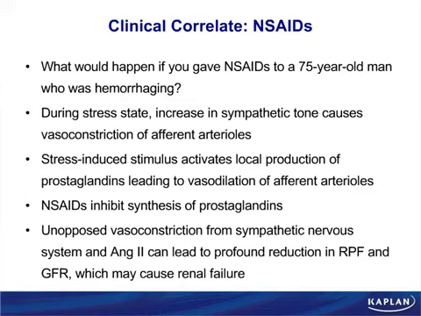So let me give you a clinical correlation. Let's say somebody's hemorrhaging, and they're in an increased sympathetic state. Sympathetic drive is vasoconstricting the afferent arterioles. One drug you would want to avoid in this patient is NSAIDs. NSAIDs will block production of prostaglandins. That would lead to unopposed vasoconstriction of the afferent arterioles, and that would lead to an acute, intense drop in GFR and renal plasma flow, and that could cause acute tubular necrosis. So this is why NSAIDs should be avoided in this patient.